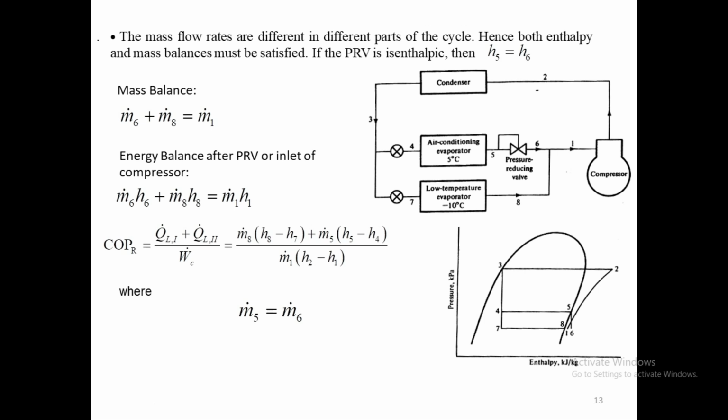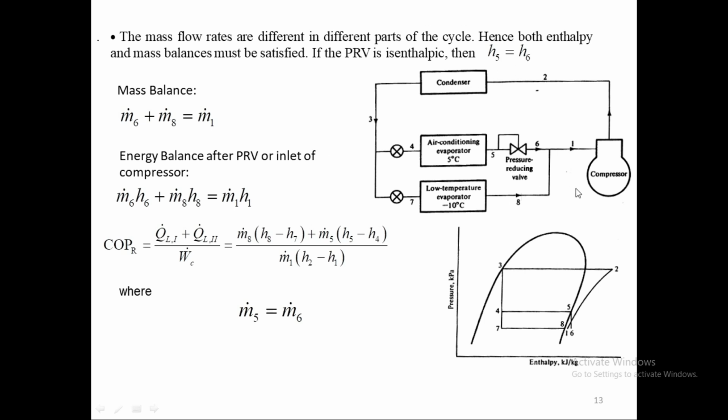If the PRV is isenthalpic, then H5 should be equal to H6. We are just dropping the pressure but not changing anything else. It is an irreversible process, so it is not isentropic. But we are not adding any heat to it, so we call that an isenthalpic process. So H5 will be equal to H6.